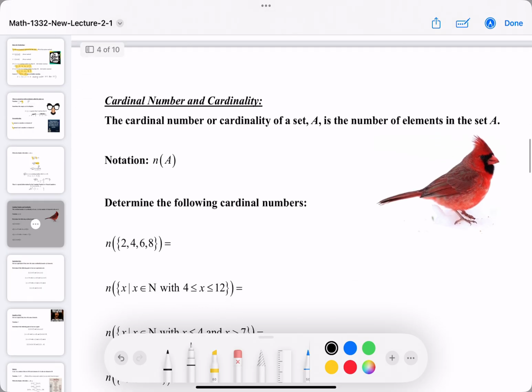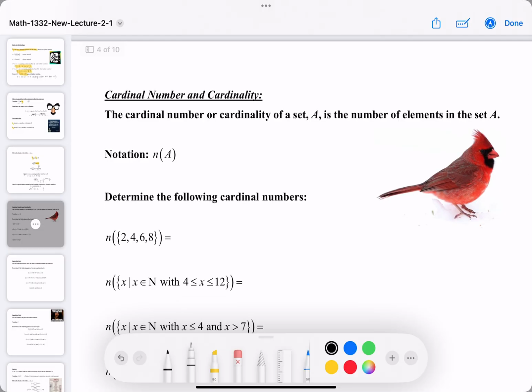Okay, let's see cardinal number and cardinality. The cardinal number or cardinality of the set A is the number of elements in the set A. So for example, if I have a set A equals {1, 2, 3}, let's count how many elements are inside of this set. 1, 2, 3. So the cardinal number or cardinality of A is 3 because totally we have 3 elements. We say n(A) equals 3.